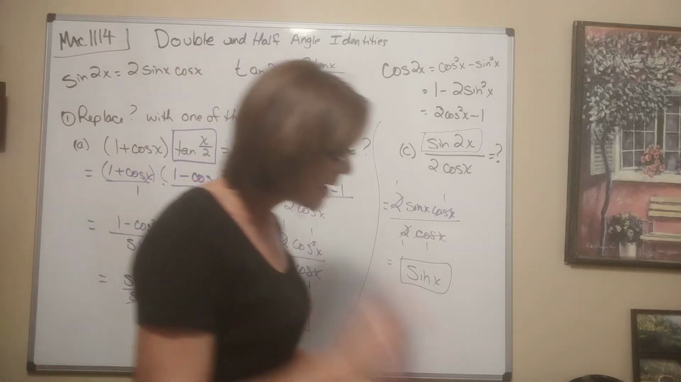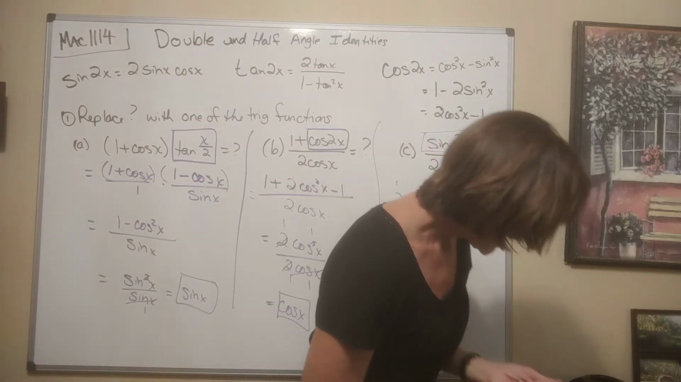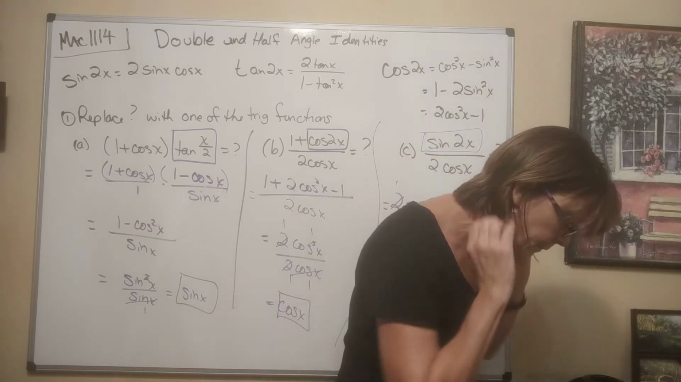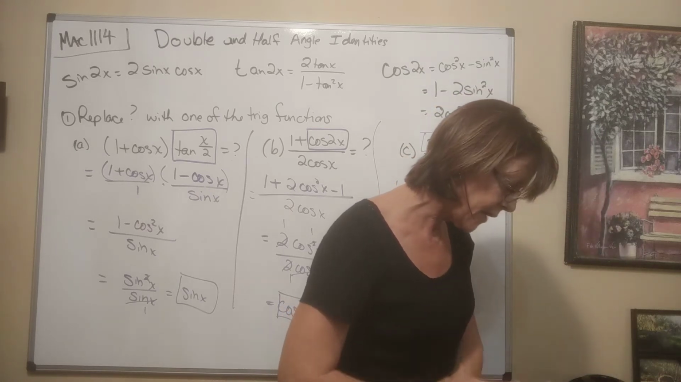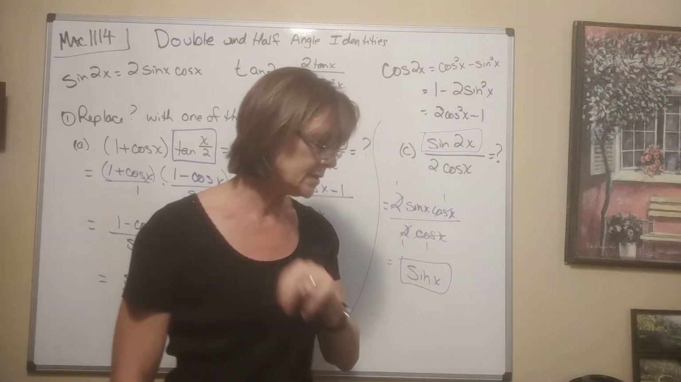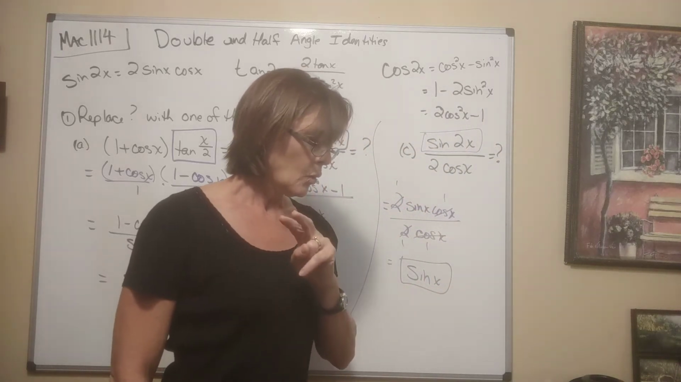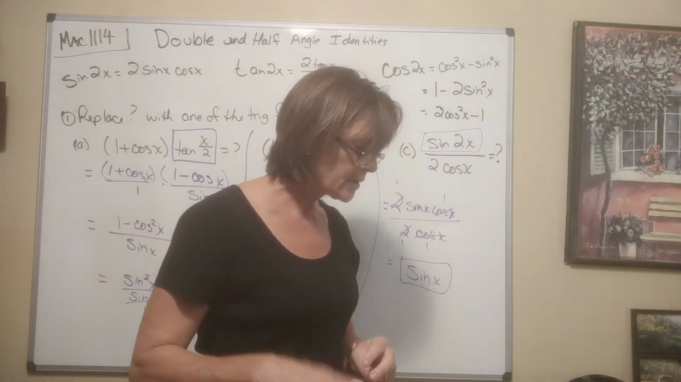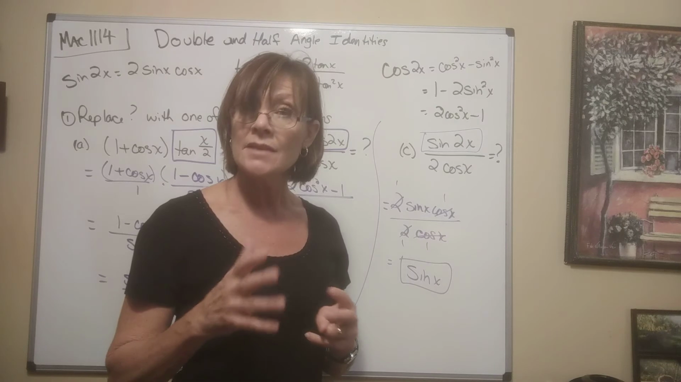Okay, now the next one is 2, and it says, given the information, use the given information to find the exact values of the sine of 2x, the cosine of 2x, and the tangent of 2x. And so what they give us, and then it says, what quadrant does the angle 2x lie in?